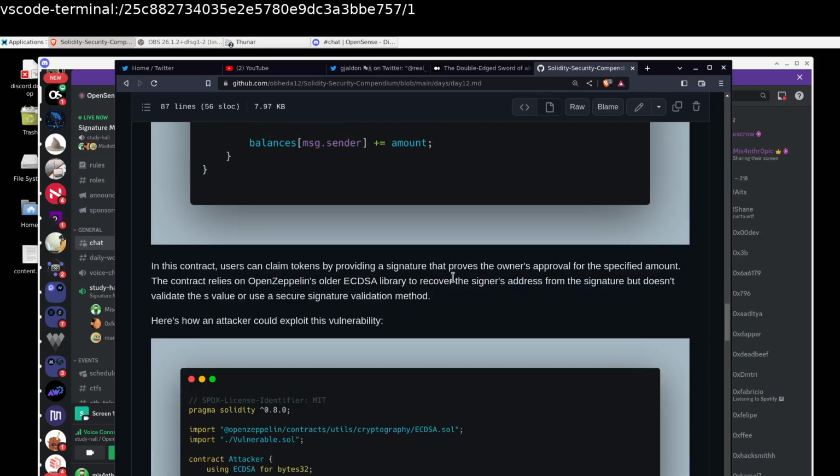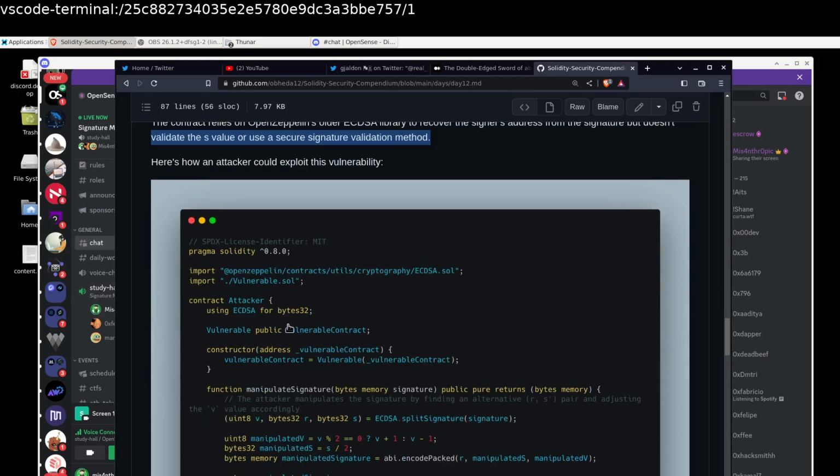Let's keep going. In this contract, users can claim tokens by providing a signature that proves the owner's approval for the specified amount. The contract relies on OpenZeppelin's older library to recover the signer address from the signature, but doesn't validate S or use a valid secure validation method. Doesn't validate S. So let's see how an attacker would exploit this.